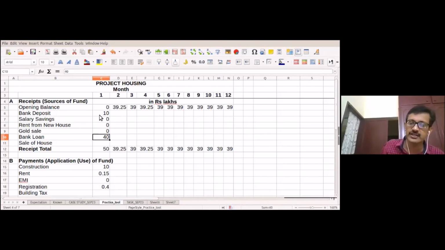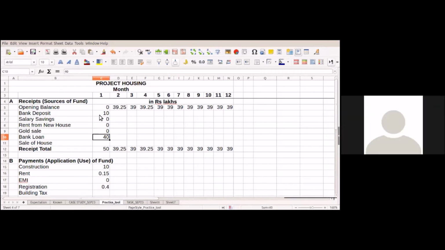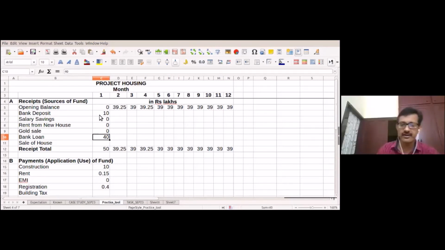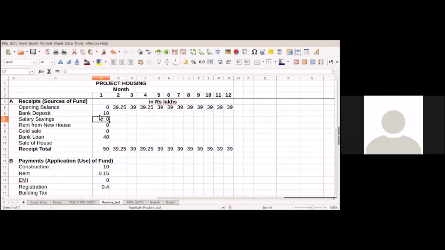Vishnu said this is not how the banks will give. That is fine, good information. Everybody should know that. Suppose they are ready to give 40 lakhs. Then do you think there is any problem in this financial planning? Yes, sir. What is that? Salary savings. What is the problem? We have to pay the rent, so you should save some money from the salary.